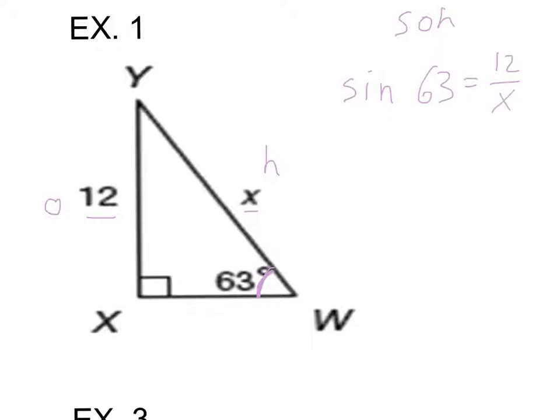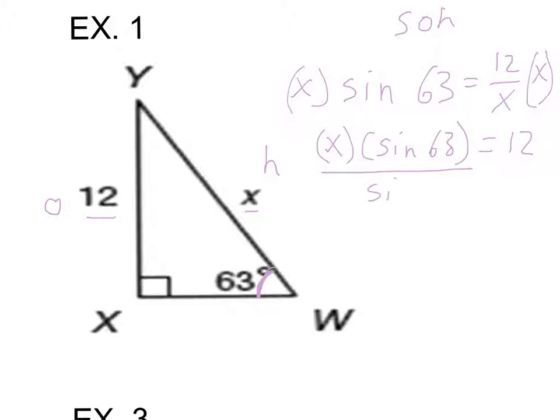And that's our equation. From here, it's identical to yesterday's assignment. We would multiply times x, and we would be left with this. Now we still want to solve for x, so we'll divide by sine 63. That would cancel this out, and x is equal to 12 divided by sine 63. And when we plug that into our calculator, we get 13.5.